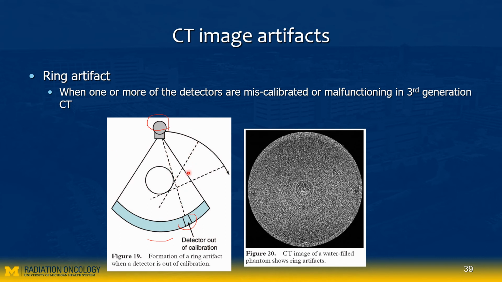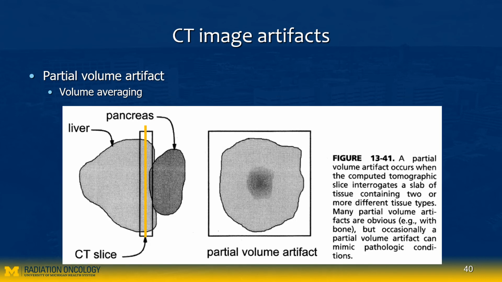along the full rotation. So when one or more detector arrays are miscalibrated or malfunction in 3rd generation CT, even in 6th generation CT, you end up having this ring artifact. Okay, so then physicists have to recalibrate or fix that. Okay, so this can happen on CT, and cone beam CT at the unit too. You can end up having this ring artifact. That means we need to replace the detector or we need to recalibrate.